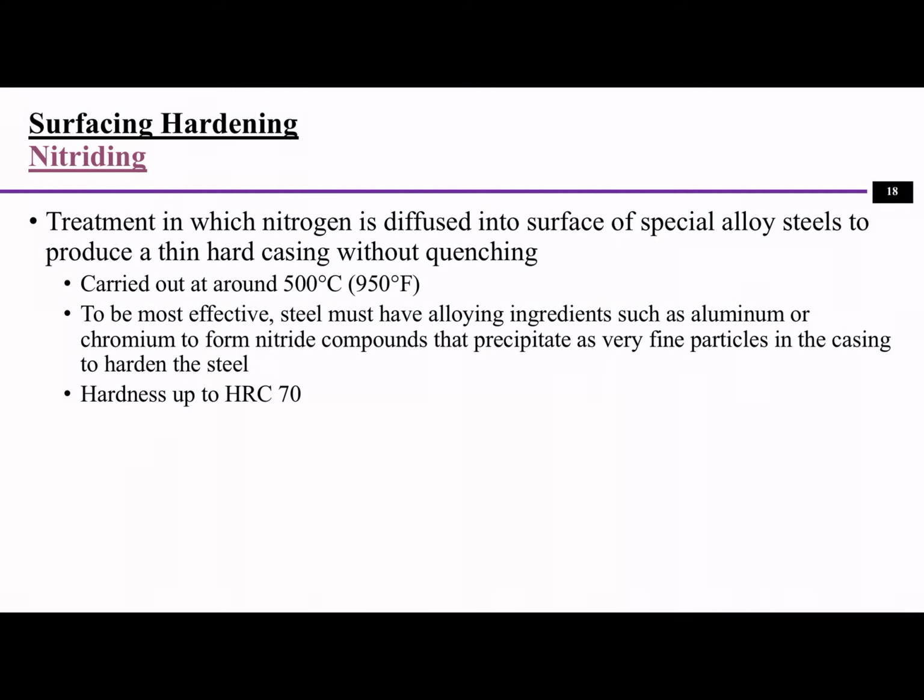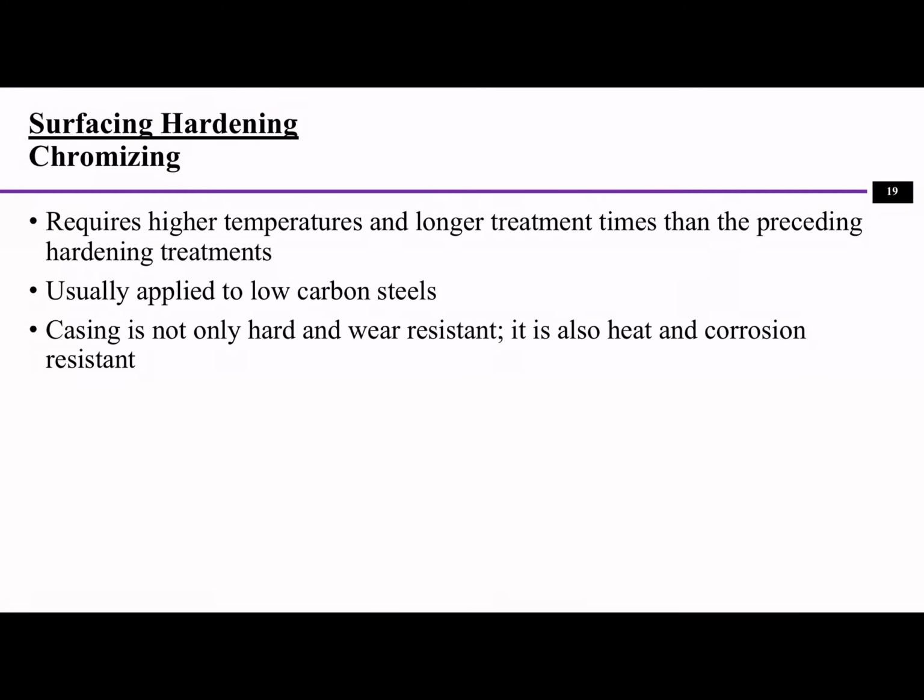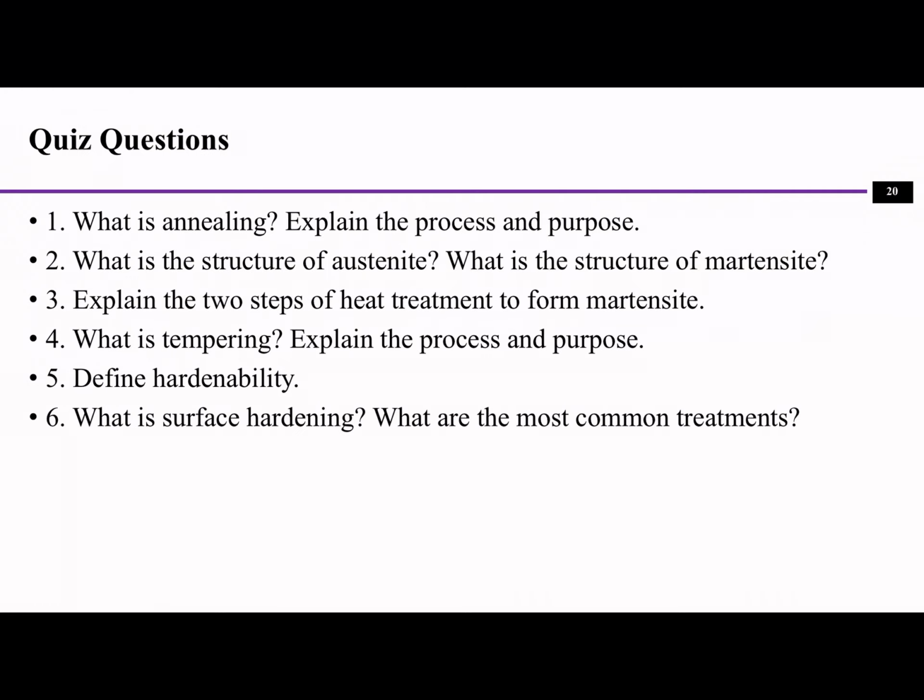All right, so that's nitriding. Next one is chromizing. So mainly we are diffusing chromium into the base metal. Also, usually it is applied to low carbon steels, and the casing is not only hard but also wear resistant, because chromium is a wear resistant element. All right, so these are the quiz questions.